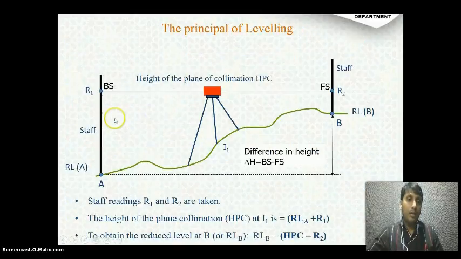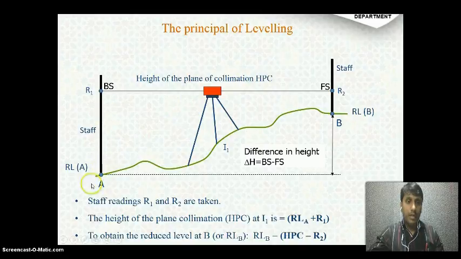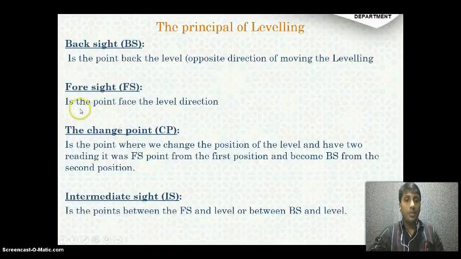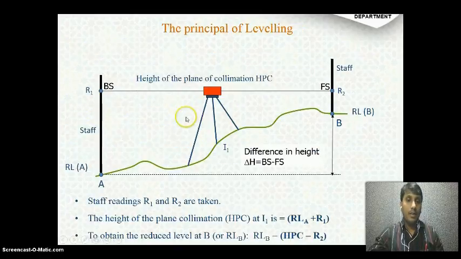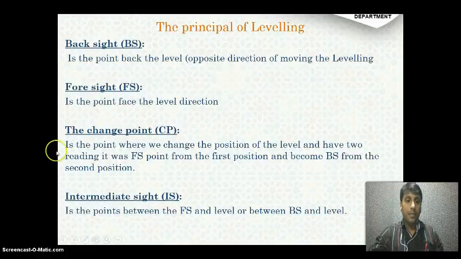So I can correlate this. If you have taken a reading on the benchmark, the first reading of the survey is written as backsight. Generally, when you go through a number of instrument stations, if you have taken a staff reading on a known point, it is known as backsight. Foresight is the point the level faces. The level is going in this direction, so when you look back, that is backsight. When you look in the forward direction, that is foresight. That is the difference between backsight and foresight.